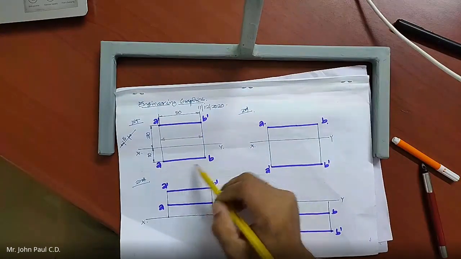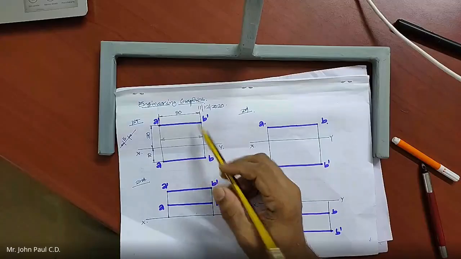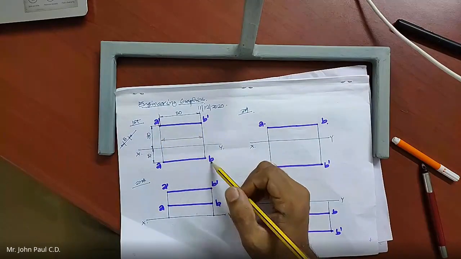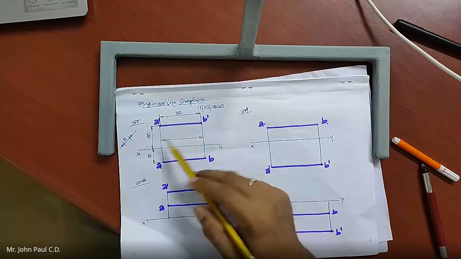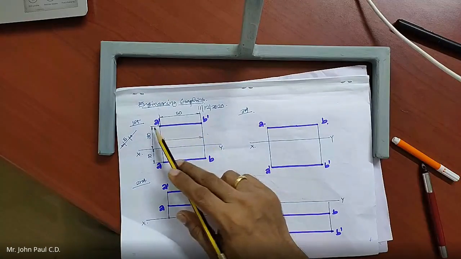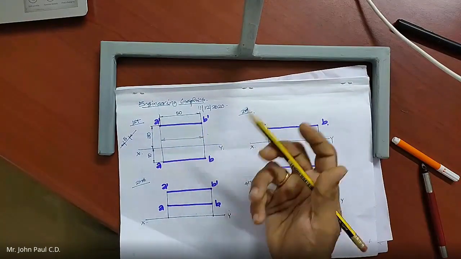Okay, should I mark the dimension here, 50? Is it necessary? No, sir. No, because we have the same projector here. This dimension will be here also. And I don't have to mark 30 here because it is understood that this is parallel to this one. It's 10. It is correct.